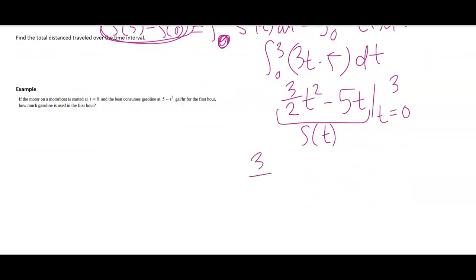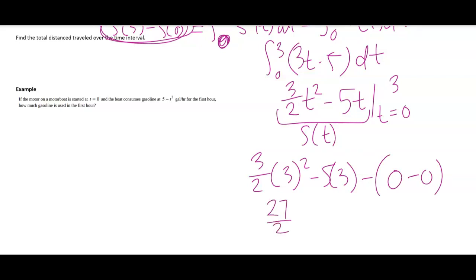So that's going to be 3 over 2 times 3 squared minus 5 times 3, minus when I plug in 0, I end up getting 0. And so I get 27 halves minus 15. This is going to be in meters, and that's just going to be what I talk about for the change in distance. Okay, and that's displacement.